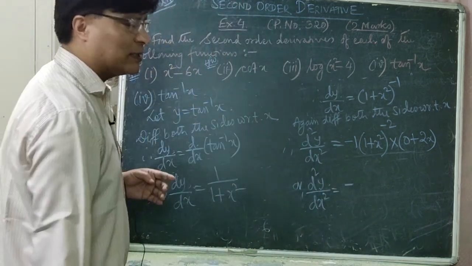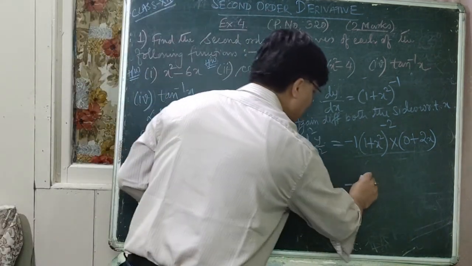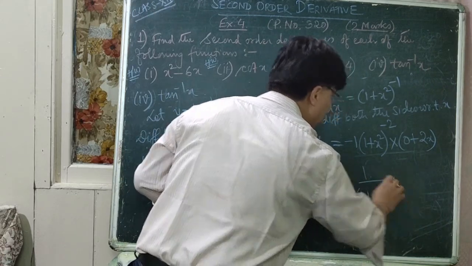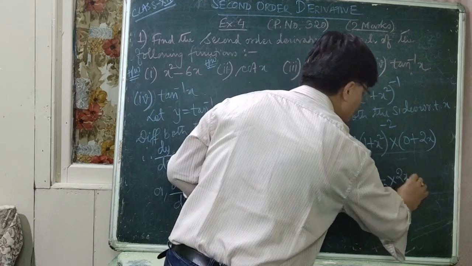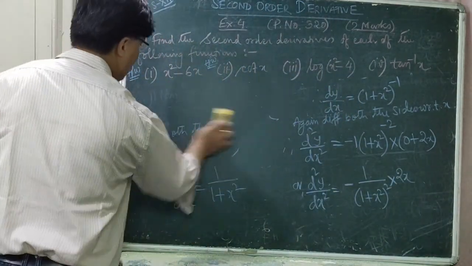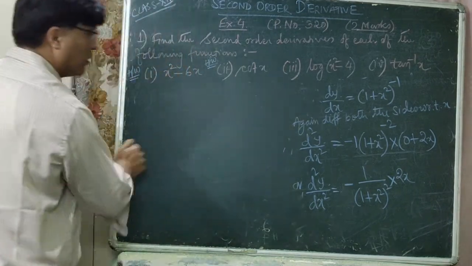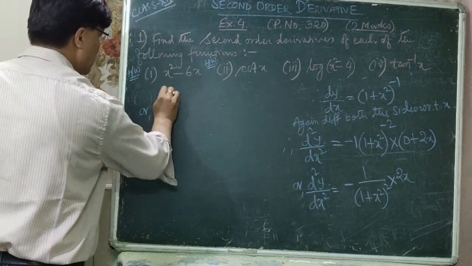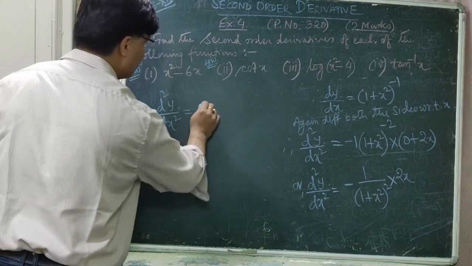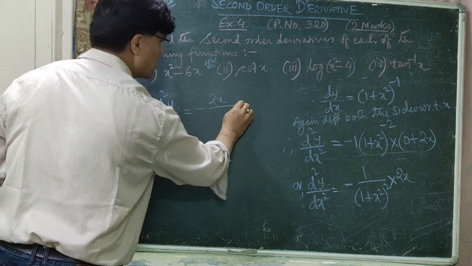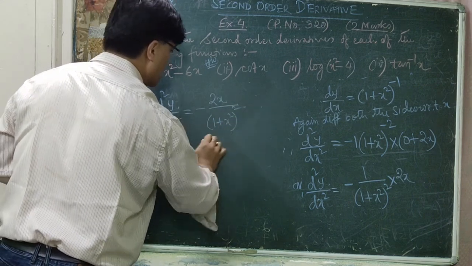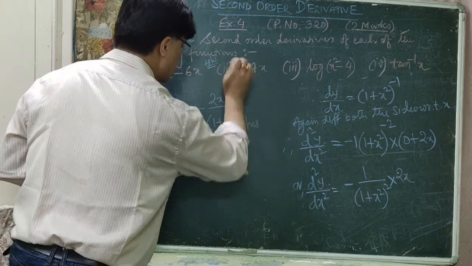So you can simplify it. 1 plus x square whole to the power minus 2 is 1 upon 1 plus x square whole square into, so this is your 2x. 0 plus 2x is 2x, right? So what is the final answer now? d2y by dx square is equal to minus 2x divided by 1 plus x square whole square. So this is the answer.